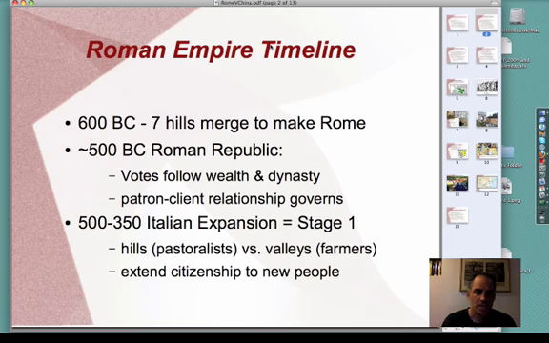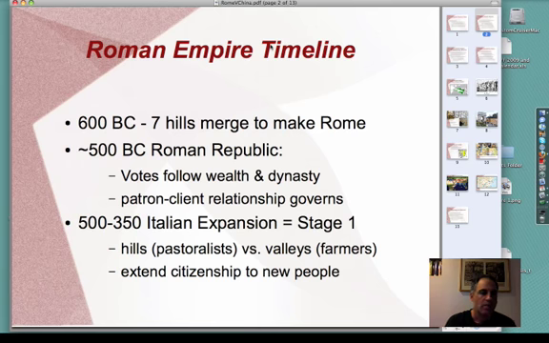Rome, of course, the Roman Empire begins in Rome, and in Italy, an area that is occupied by people going back to about 1000 BCE, we suppose. Around 600 BC, the seven hills of Rome merge, so there are populations on each of these hilltops, and they form a city that becomes Rome about 600 BCE.